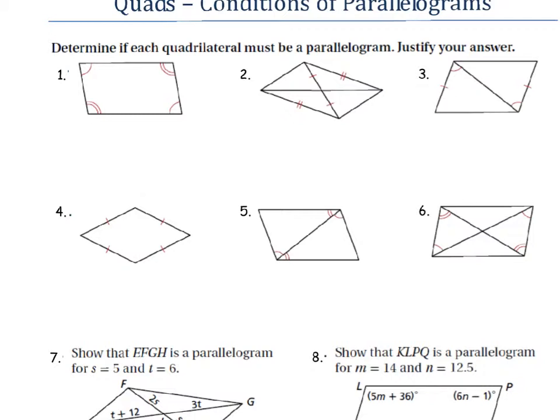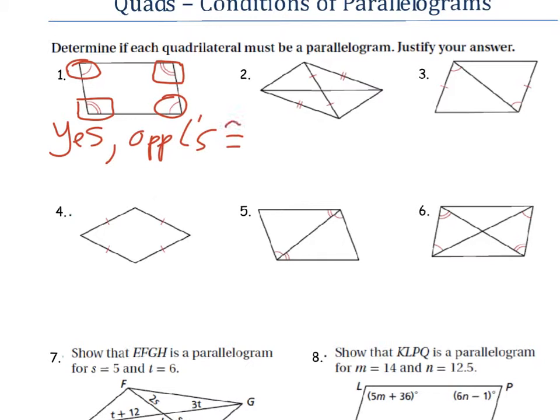So if I have number 1 here, I just have a 4-sided figure. I don't know if it's a quadrilateral or parallelogram or not. But based on these markings, these are a pair of opposite congruent angles. And these are also a pair of opposite congruent angles. Then I can say yes, this is a parallelogram because opposite angles are congruent, and that's based off of our properties. So yes, this is a parallelogram.